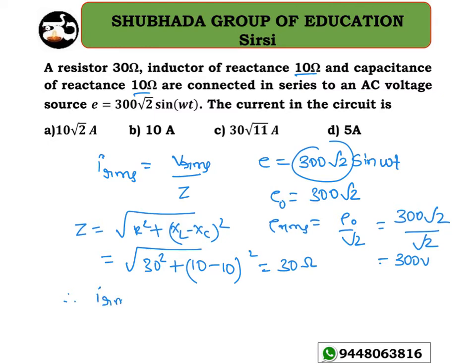Therefore I RMS must be equal to V RMS, which is 300 volt, divided by 30, that will lead you to get the answer as 10 ampere current. 10 ampere. Option B is the right answer here.